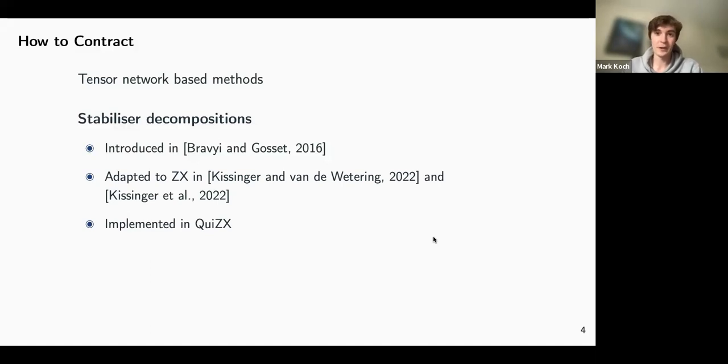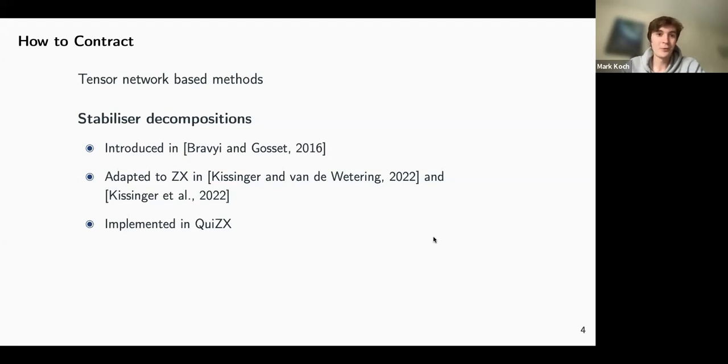And what we're doing in our work is building on top of QuiZX, adding new decomposition and simulation strategies to speed up simulation of certain circuits and also allow contraction of diagrams from other calculi. That's also the reason why, when I show you some benchmarks later, we're mainly going to benchmark against QuiZX. So this is going to be our baseline.